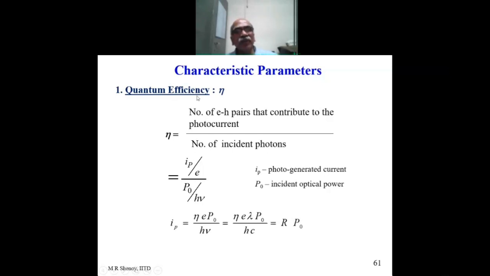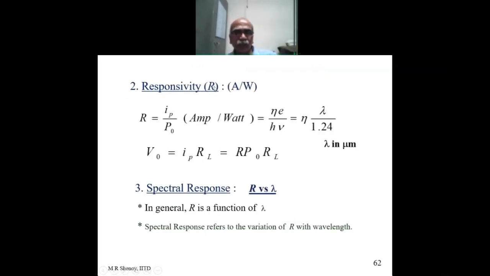Some characteristic parameters of the detectors, I will not go into the detail, but just that quantum efficiency is one of the important parameters. And quantum efficiency determines the photocurrent IP generated, which is proportional to the optical power incident, and the proportionality constant is called the responsivity. So you can see the responsivity R, because this is a parameter which is given in the data sheets of all photodetectors. They will always give you this number, responsivity, typically 0.5 amperes per watt. So responsivity is IP photocurrent to the optical power which is incident.